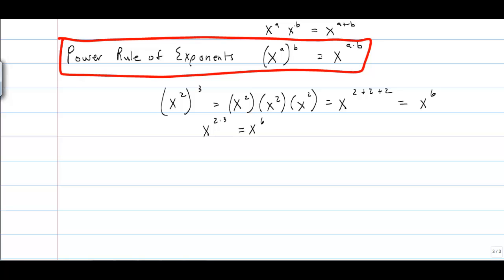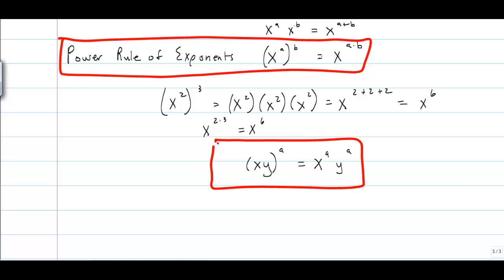We can expand this power rule to include something like x times y to the a power. This is equal to x to the a times y to the a power. So this is an extension of our power rule. What I want to warn you, though, is if I have x plus y to the a power, this does not equal x to the a plus y to the a. This power rule only works if it's a product, if I'm talking about multiplication. Once I do addition, this doesn't work.